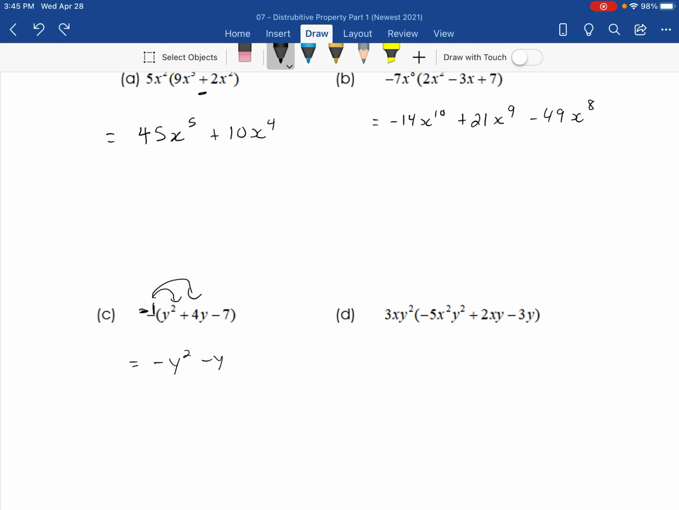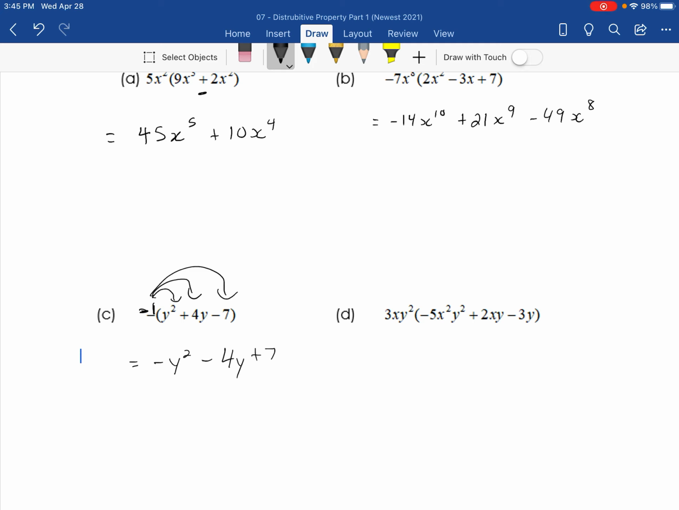I want to do one like that because that comes up and it's actually pretty simple to do, but it's weird looking because it doesn't have a number out front, and when we don't see a number there, the number we're talking about is a 1. Yeah, we're talking about one of those.